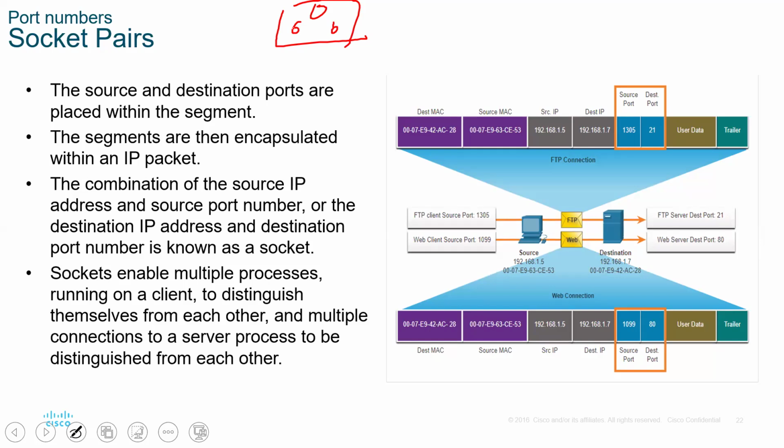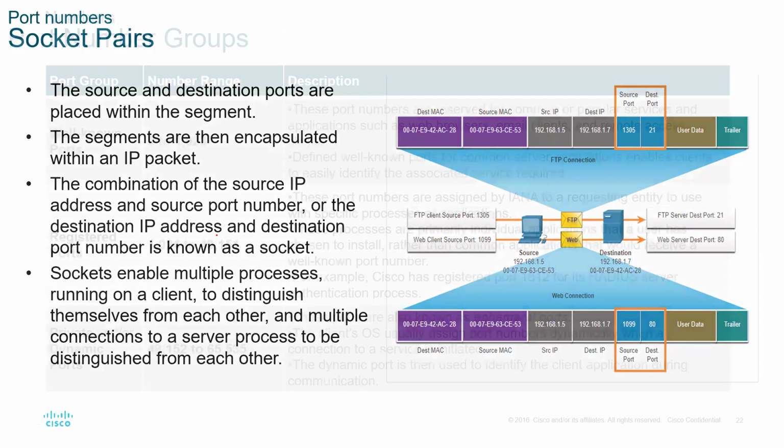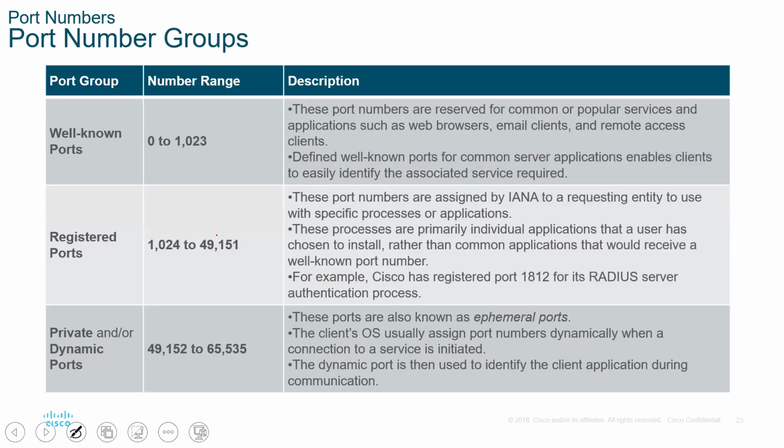So if, for instance, look at this, this is the source port and this is the destination port for this particular packet. So you have source port and destination port. But for you to have a socket, you must have the source port number and the source IP address, or you must have the destination port number with the destination IP address, right? So we're going to see how we can use sockets maybe much later.